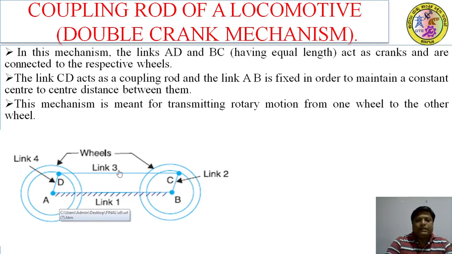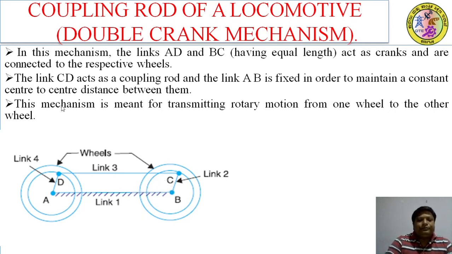Link 3 is the connection between crank BC and AD. Between crank BC and AD there is a coupler, so we call it a coupling rod of locomotives. Why do we call it the coupling rod of locomotives? There is a connection between BC and AD, which are cranks. These cranks are connected by link 3, and we call link 3 the coupling rod. There is a coupling between them, therefore we call it a coupling rod.